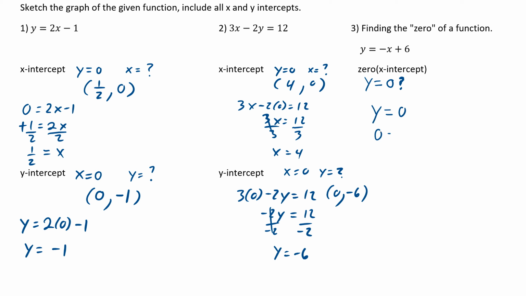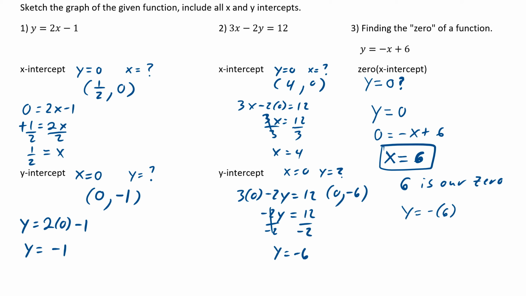So plugging that in, you get, I'm going to move the x over to make it positive, x equals 6. So you wouldn't write a point on here. You would just say x is equal to 6. 6, right, is our 0. Because by plugging in 6, we get 0. And you can even check this. It's 0. So this is why they call it a 0.